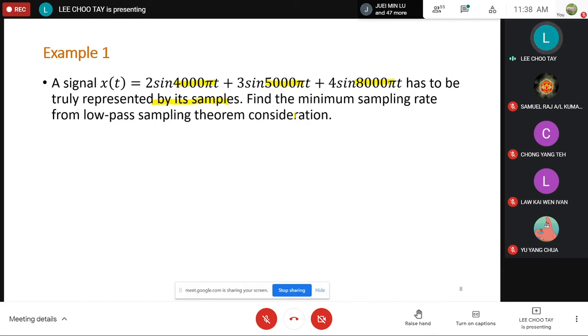To find the minimum sampling rate, you need to know the highest frequency in the signal component, isn't it? Right or not? So what is the highest frequency here?